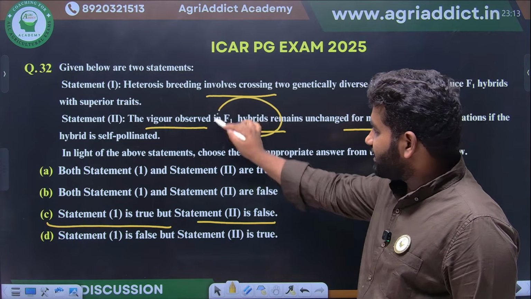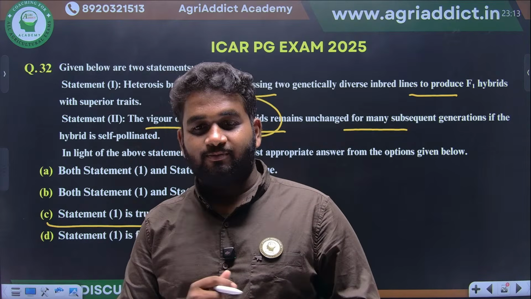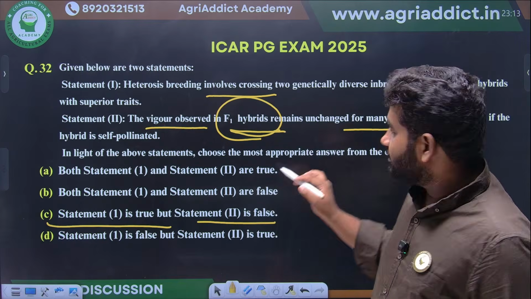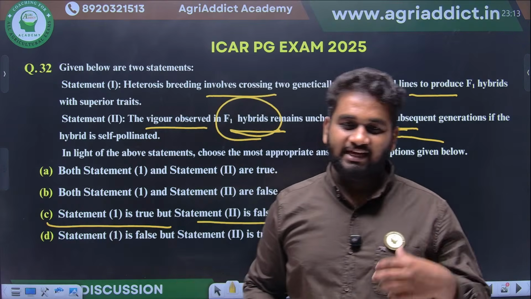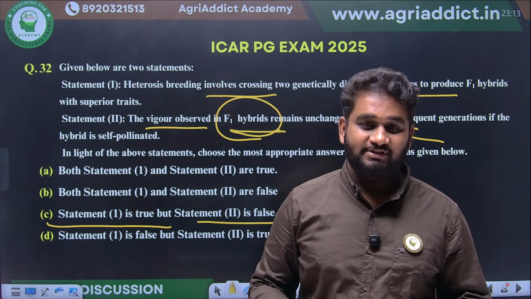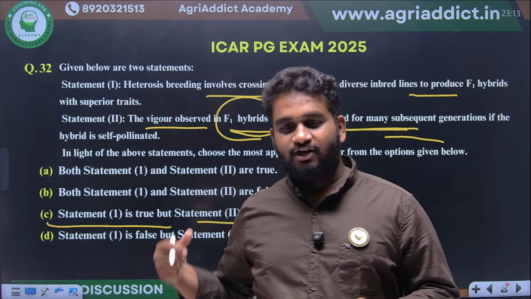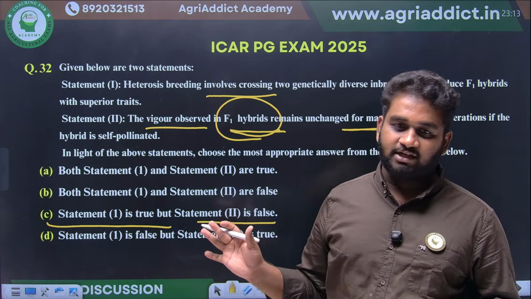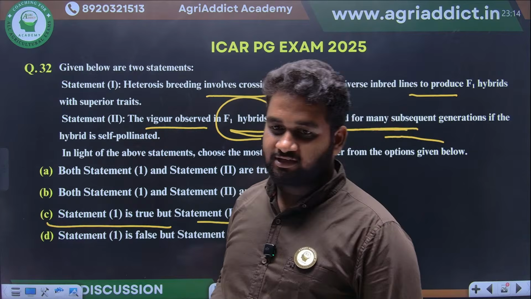The vigor observed in the F1 hybrid we can't call permanent; it changes in the subsequent generation. I have already told the reason: your capital A and small a will segregate in further generations if it is a self-pollinated crop. In a cross-pollinated crop also, purity will deteriorate since there will be open pollination. Whether it is selfing or open pollination, your hybrid vigor will be reduced after F1. Segregation and recombination, yes, good.